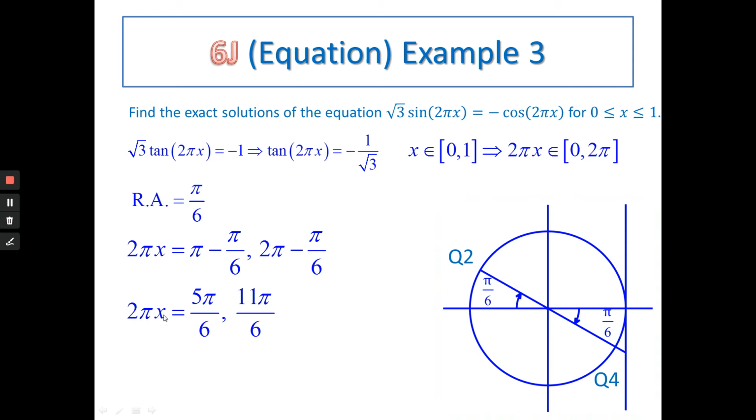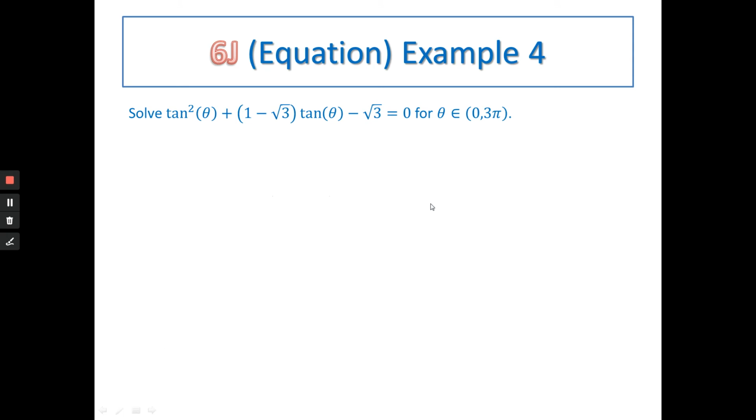Now all we've got to do is divide both sides by 2 pi. So the first thing that will happen is the pi's will disappear, and the second thing that will happen is these 6's will become 12. And that is why the answer to this question is x equals 5 pi on 12 and x equals 11 pi on 12. All right, let's now finally finish off with our example 4.